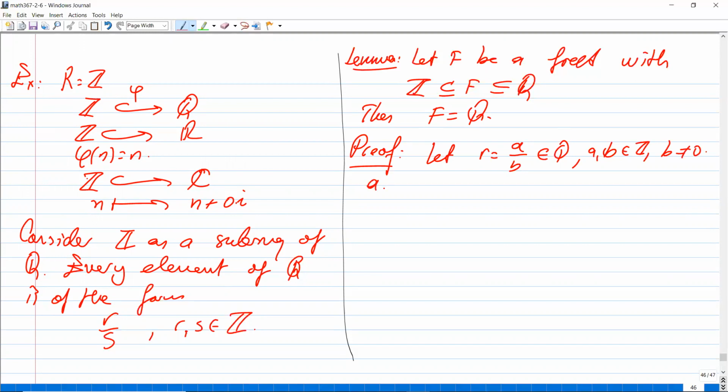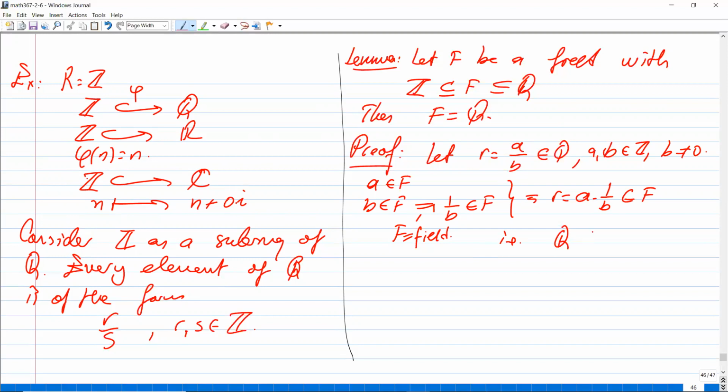So that A is in F and B is in F. Since B is not 0 in the field, then B inverse, namely 1 over B, must be inside F. The reason is F is a field here. So therefore R, which is A times 1 over B, is inside the field F. So that means the rational numbers are inside F, or the rational numbers equal F.